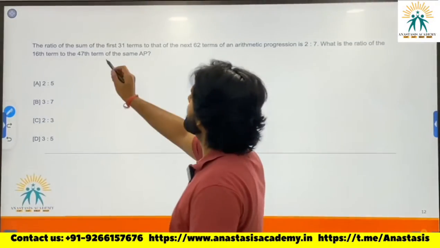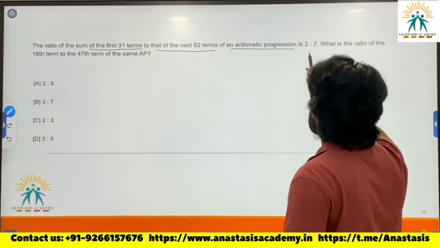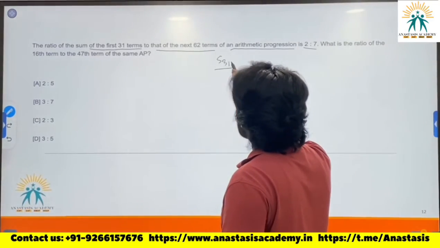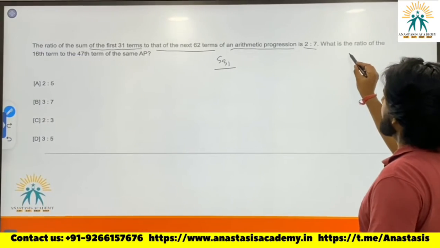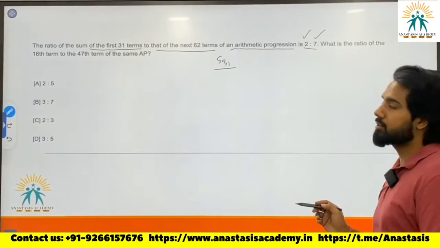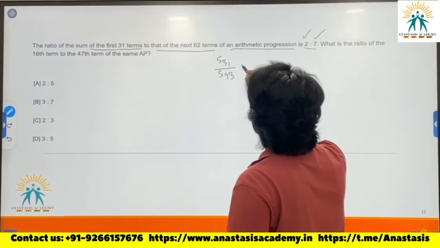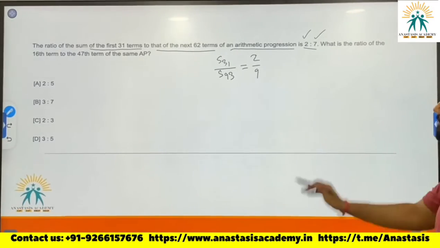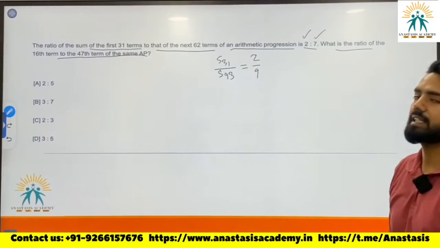The ratio of sum of first 31 terms to that of next 62 terms of an arithmetic progression is 2:7. Sum of 31 terms to sum of next 62 terms. So if sum of first 31 terms is 2 units and sum of next 62 terms is 7 units, I can say sum of all the terms, that is sum of 93 terms, is 9 units, and the ratio of these two sums is 2:9. What is the ratio of 16th term to 47th term of the same AP?